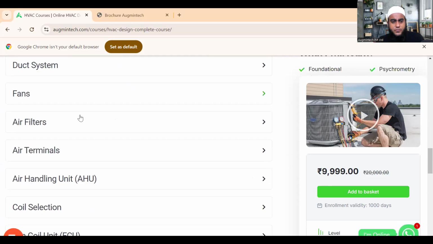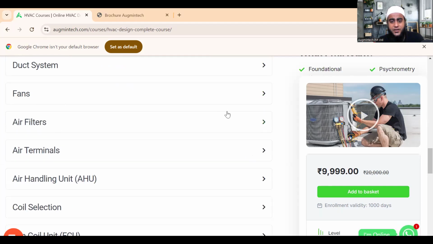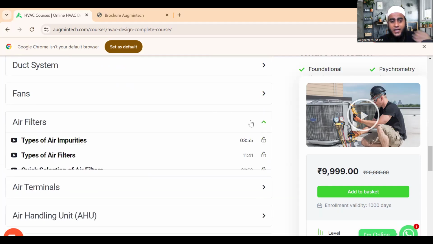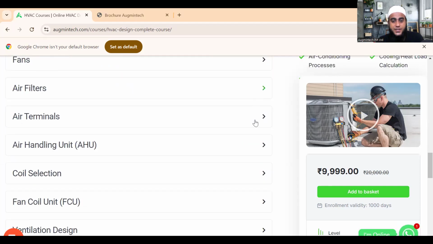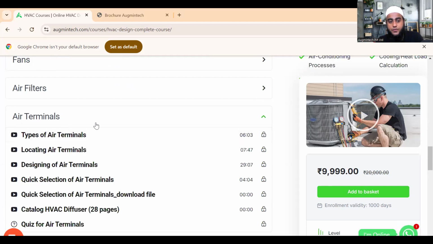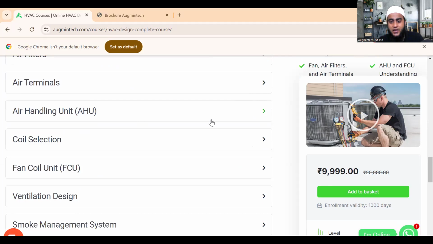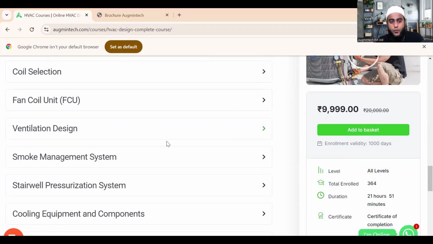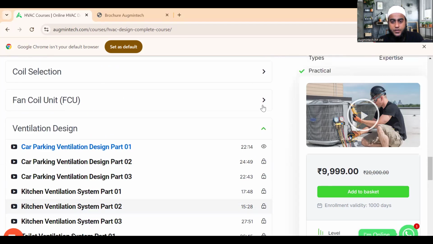Then fan, everything in detail: important terms, fan curve, fan law, fan selection you will get here. Air filter topics are also there, types of air filter, selection of filter which we use in our HVAC system. Air terminals like diffuser, sizing, selection, designing. Air handling unit, sizing and selection. Chilled water piping is also there. Ventilation, complete ventilation design, car parking, kitchen, toilet, everything you will get.